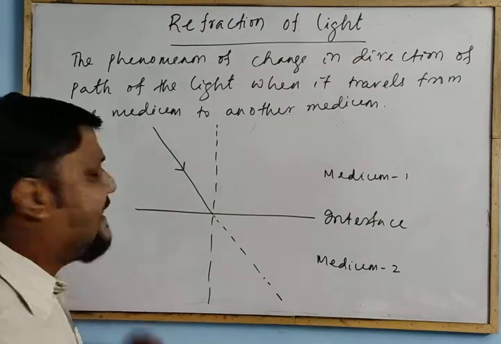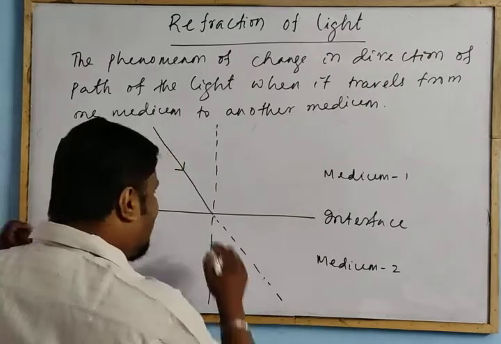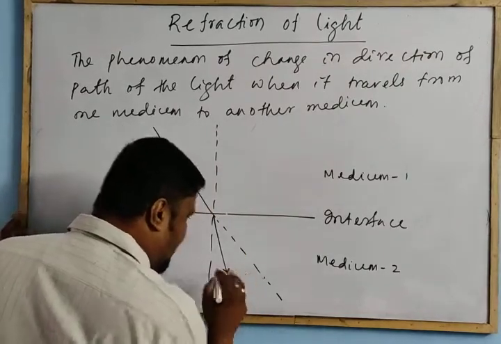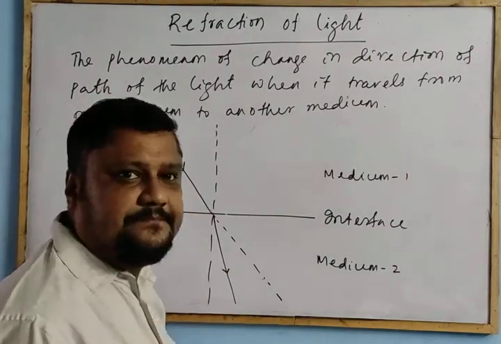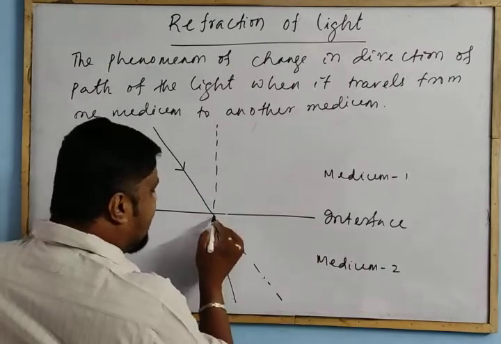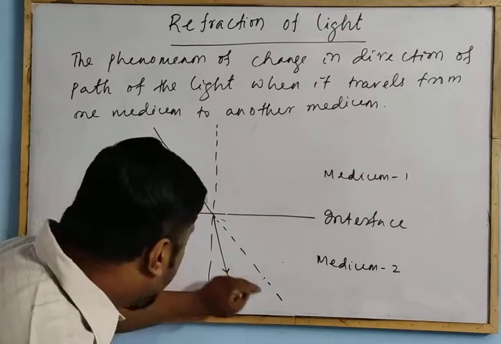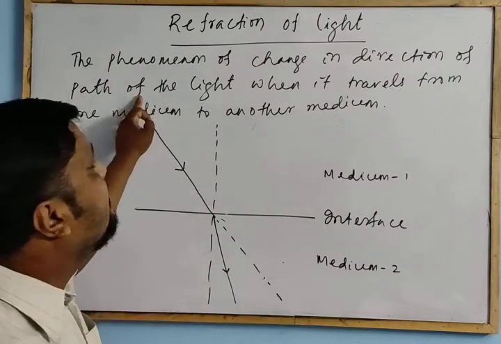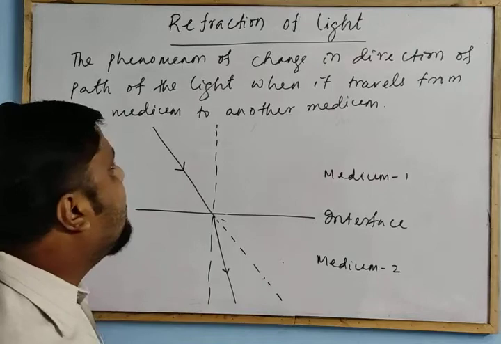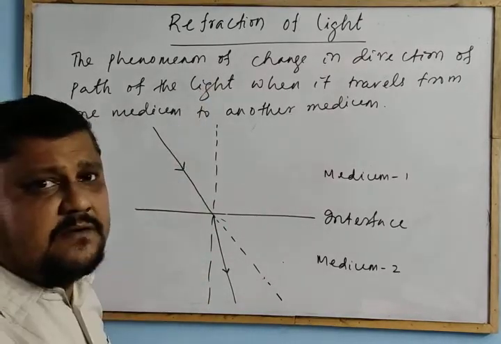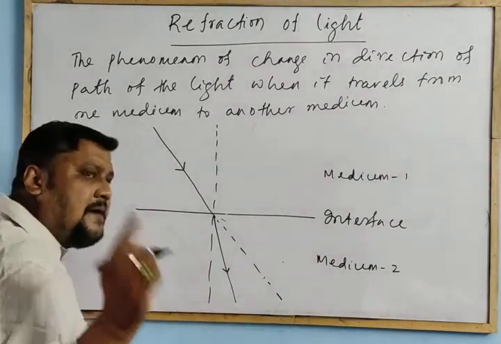So this is the incident light. When it travels from one medium to another medium, it changes its direction like this. It travels along this path, or it may change along this path. Whichever path it takes, it will not travel along the same path. It changes its direction of path. This is called refraction.